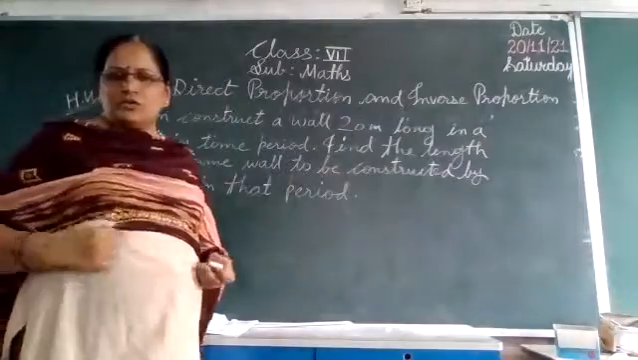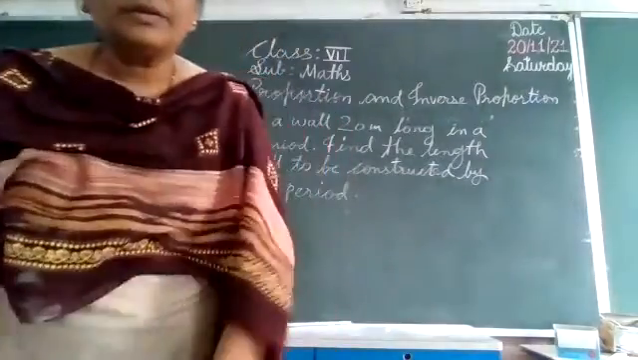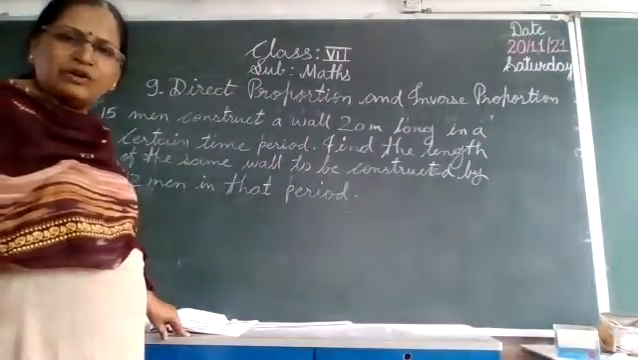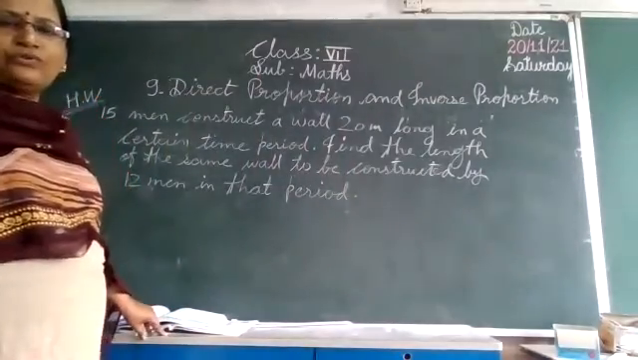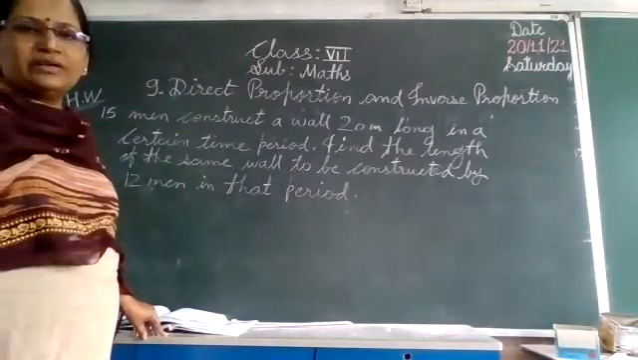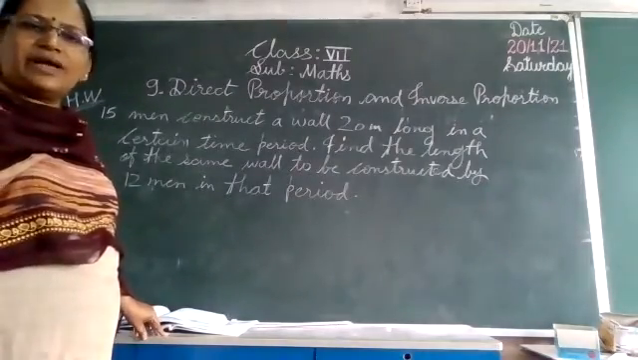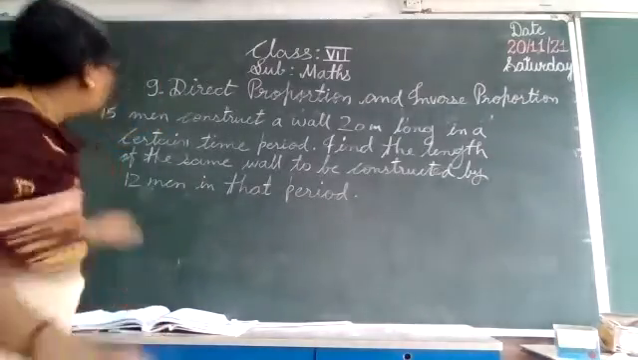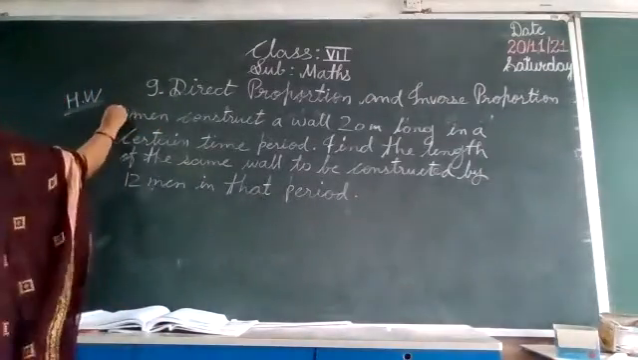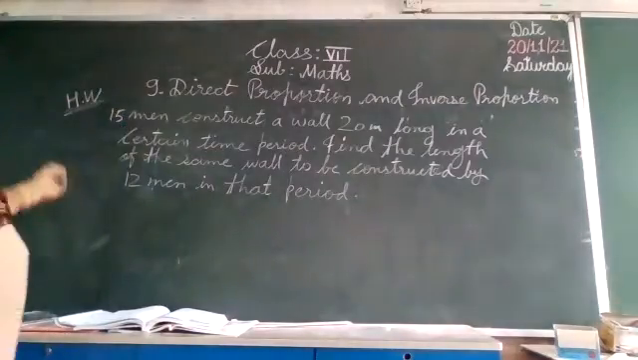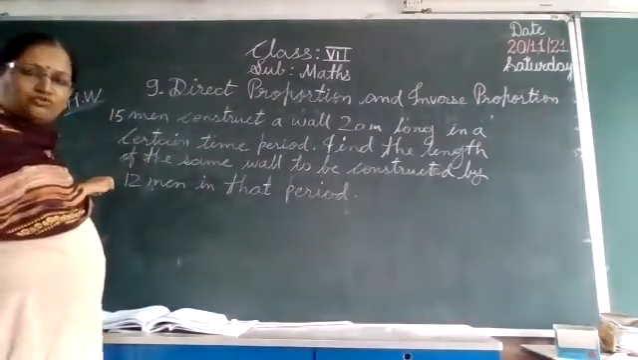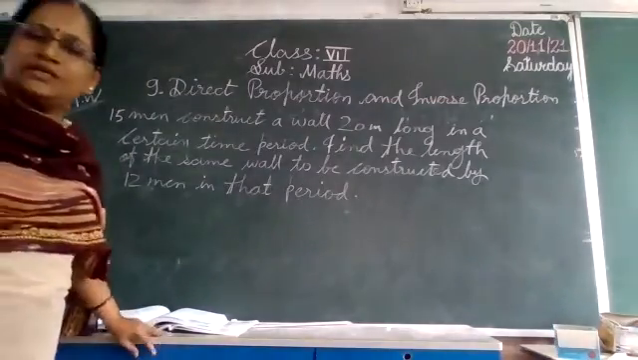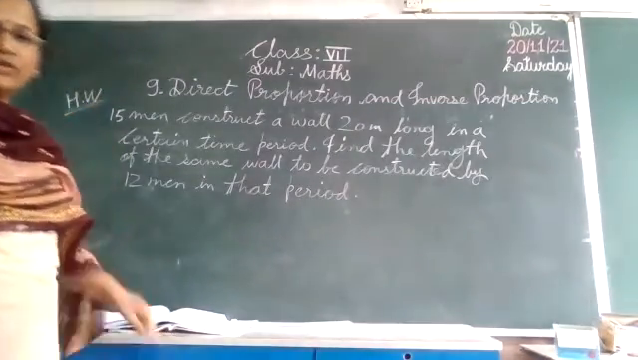Okay. So what is given in the question, beta? 15 men construct a 20 meter long wall. So what do you have to find? Length of the wall constructed by 12 men. See, when men is 15, length of the wall is 20. Now see, it is reduced to 12. That means what? The length of the wall will also be reduced. Got it, children? So here we stop.